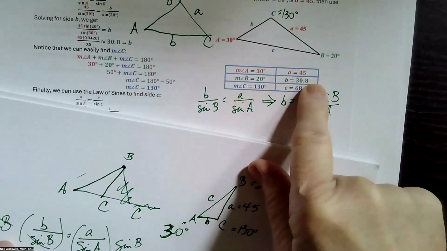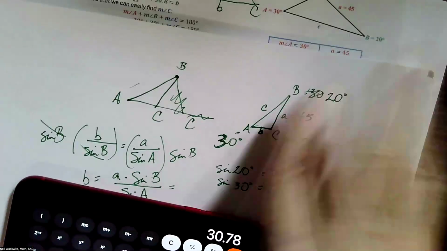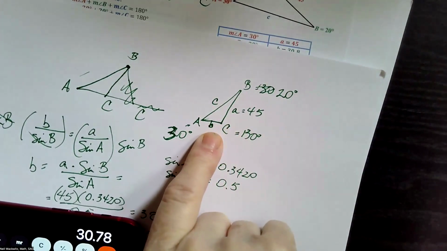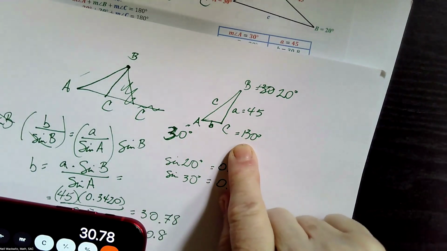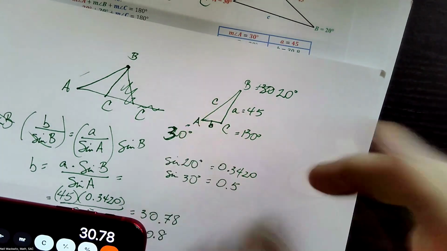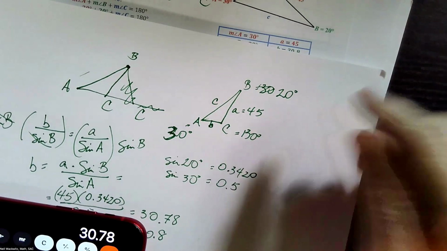Let's see if we got it right before. 30.8, yay. And now we need to find side c. And you can see that since C is obtuse, since it is greater than 90, its side is going to be longer than the longest other side, which was 45.